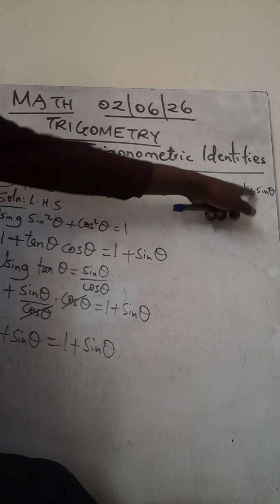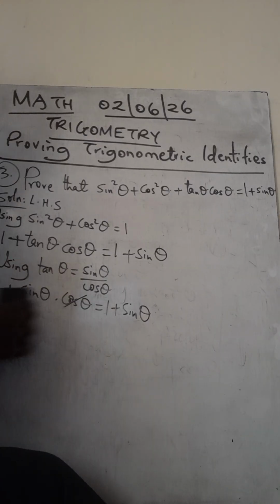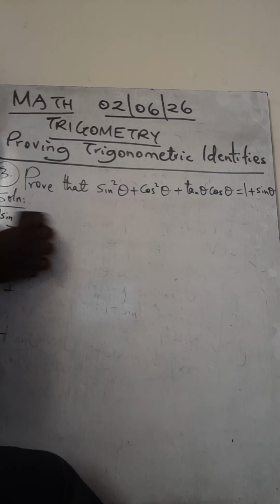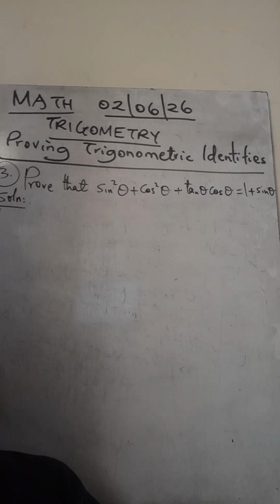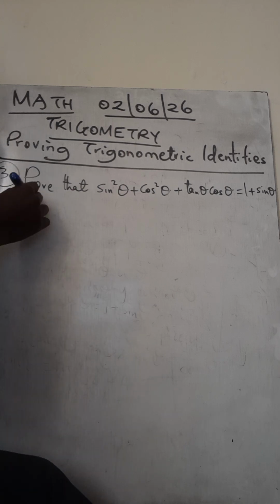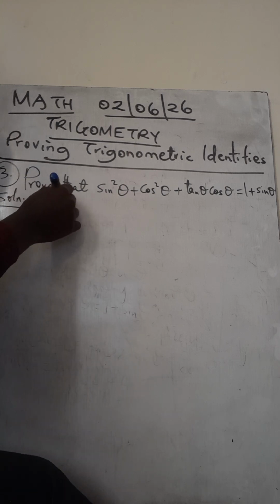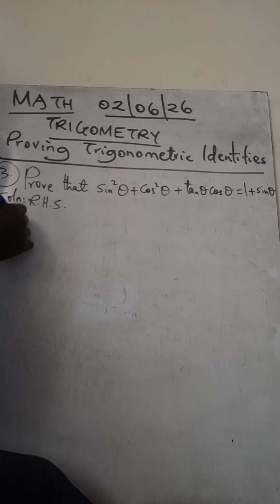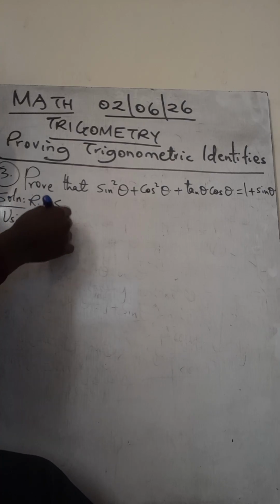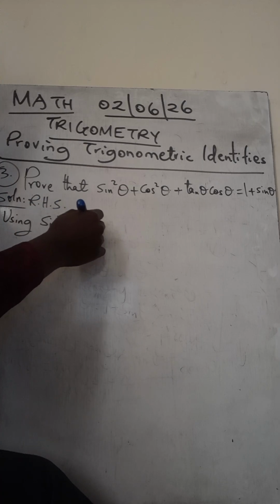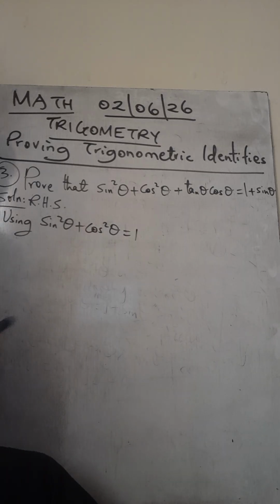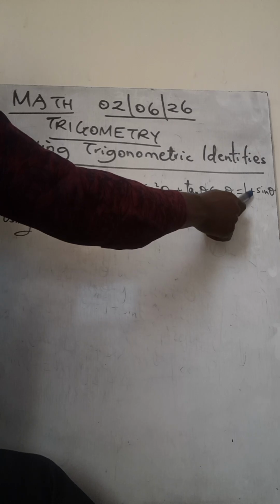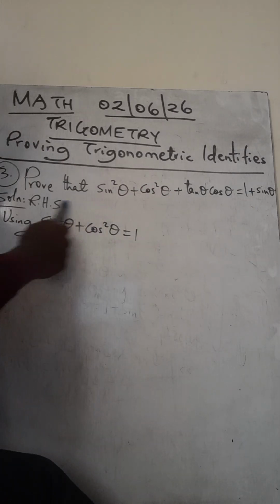What if we use the right hand side? Using the right hand side of the equation, the same identities we are going to use here. Sine squared of theta plus cosine squared of theta equals to 1. So where there is 1, this one, I'm going to put there this thing.